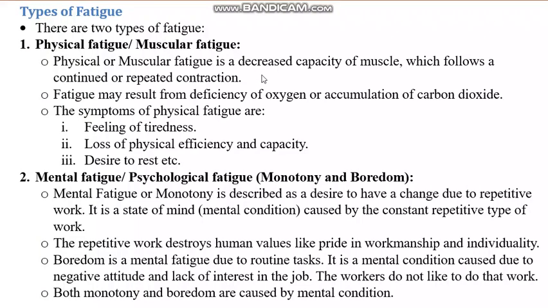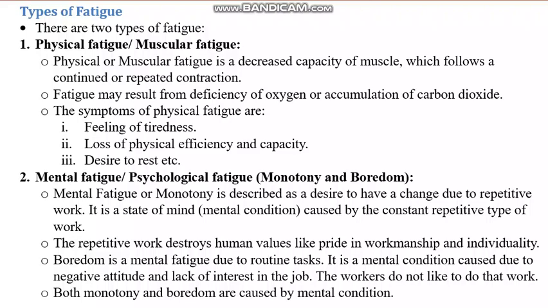Okay, so when we are talking about the physical fatigue or the muscular fatigue, it is a decreased capacity of the muscle which follows a continued and repeated contraction of the muscles. See, that is because of some chemical reactions that are taking place in the body. Fatigue may result from deficiency of oxygen. If oxygen is less, we feel tired.